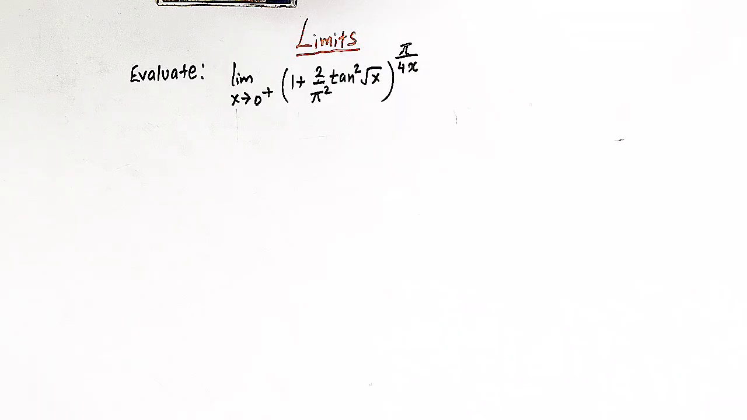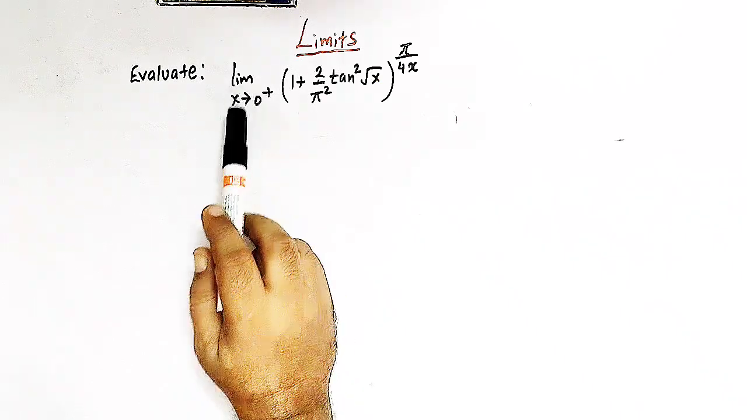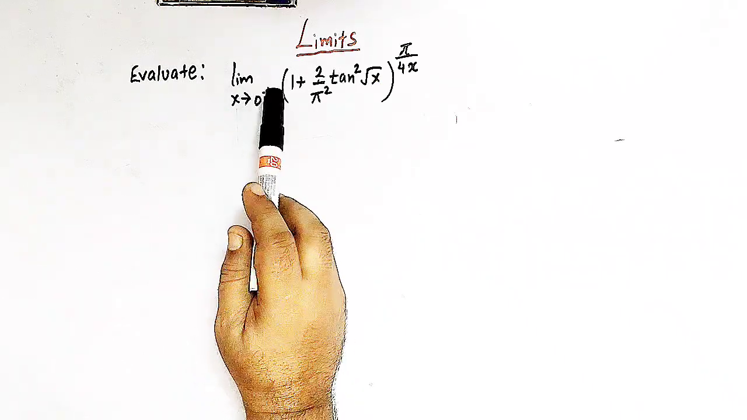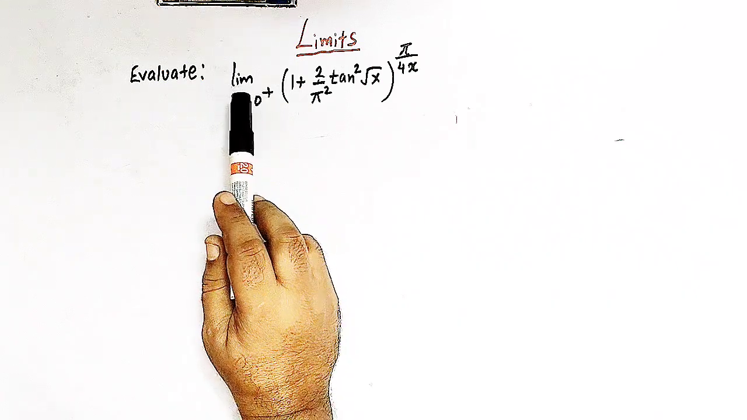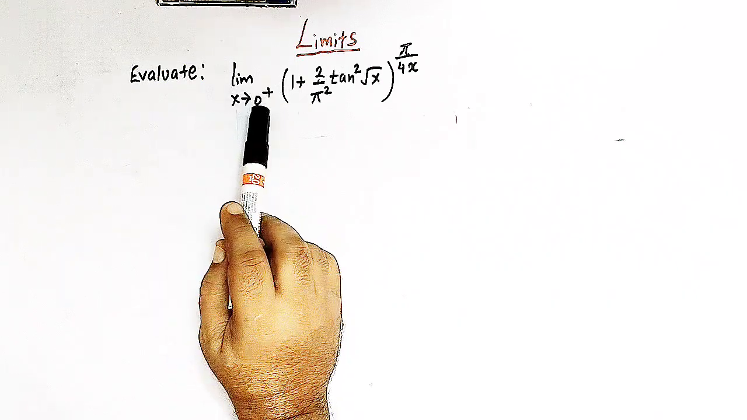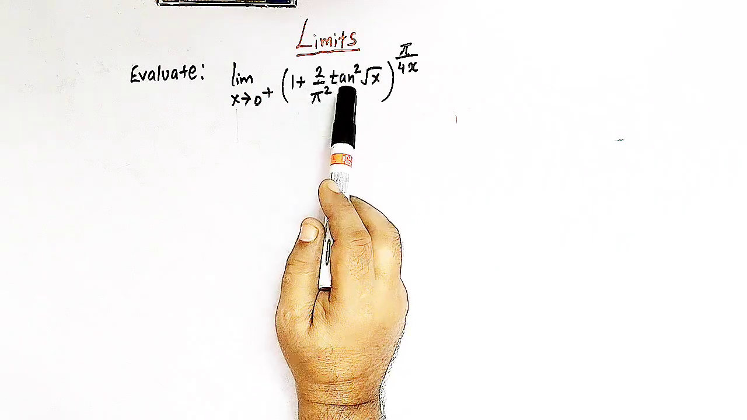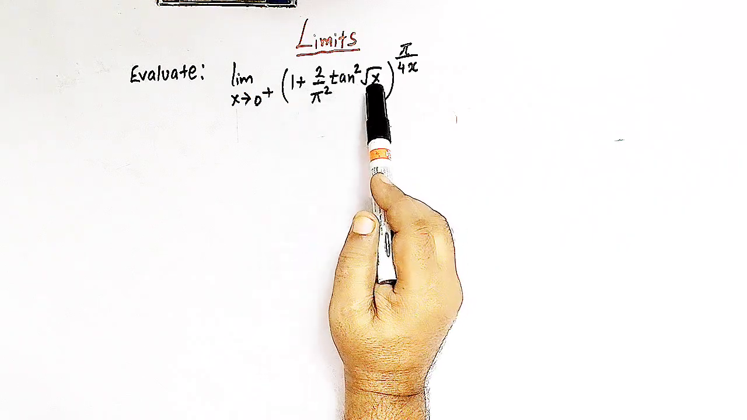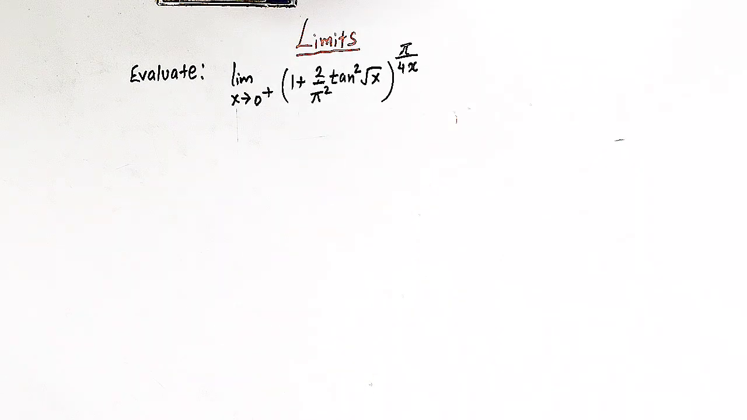Hello viewers, in today's session we are going to discuss another important problem from limits, and we are going to evaluate this limit where we have limit x tends to 0 positive. This positive sign shows that we have to find the right hand limit of this function, that is (1 + (2/π²) tan²√x) raised to π/4x.